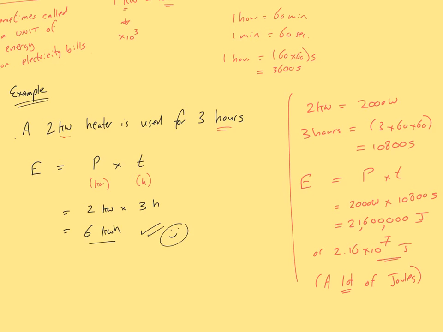So a question should make it obvious whether they want you to give an answer in joules or whether they want you to give an answer in kilowatt hours. So if you need to give an answer in kilowatt hours, make sure your power is in kilowatts and your time is in hours. If you need to give an answer in joules, make sure your power is in watts and your time is in seconds.